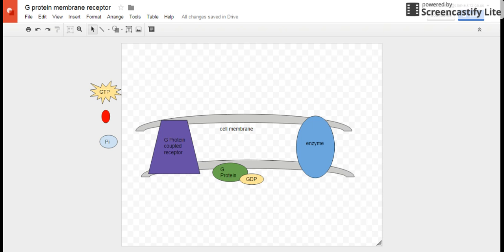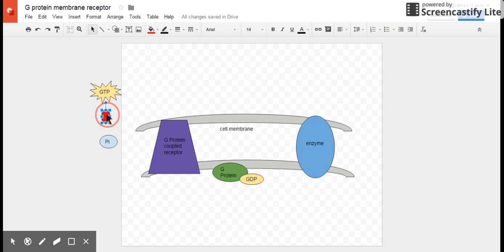Alright, so here's how a G protein works. Basically, you have your G protein right here, and that is loosely attached to the cytoplasmic side of the membrane and acts as an on-off switch for this enzyme. Now, when a signaling molecule binds to the receptor, the receptor is activated and changes shape, allowing this G protein over here, with its GDP bound to it, to bind to the G protein coupled receptor.